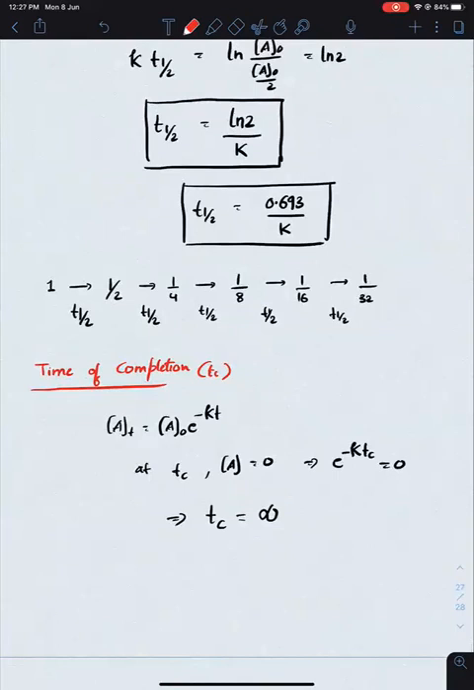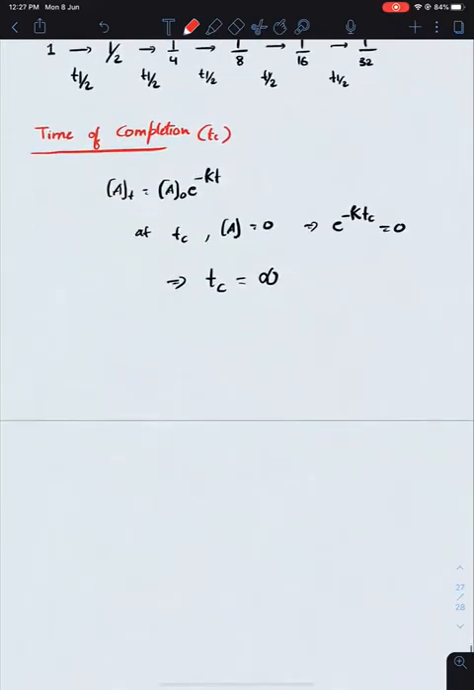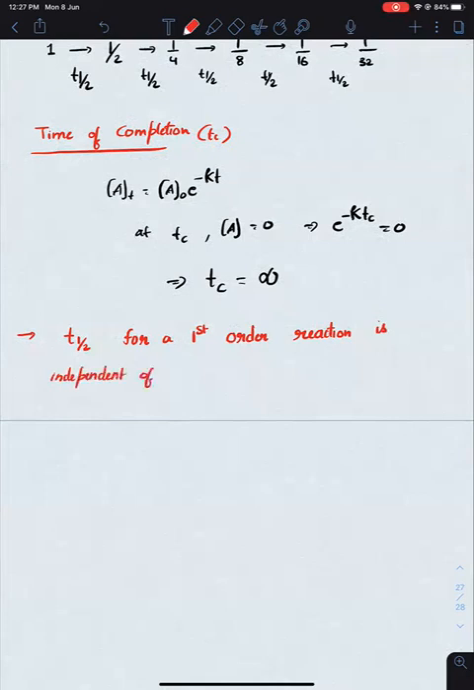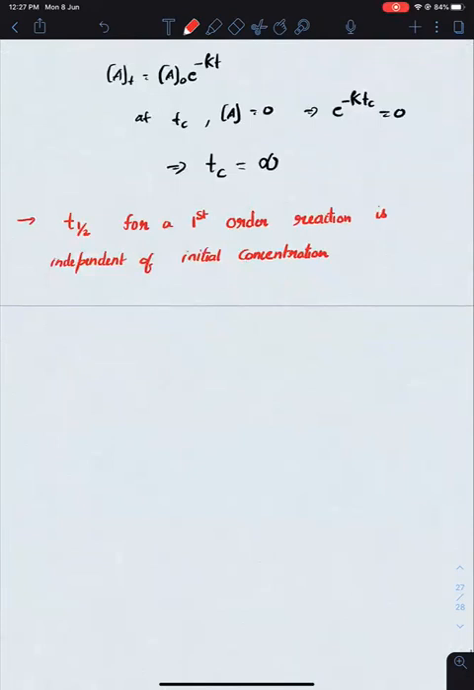हाँ. एक पॉइंट जनरल स्टेटमेंट ये लिख सकता हूं मैं, T half for a first order reaction is independent of initial concentration. You can start with any amount of the reactant. T half will be a constant value. Okay.